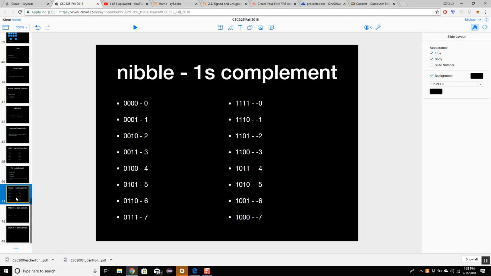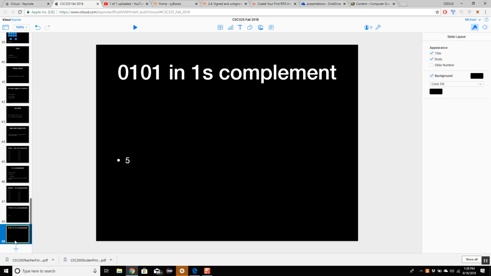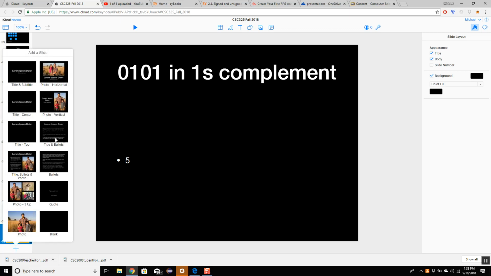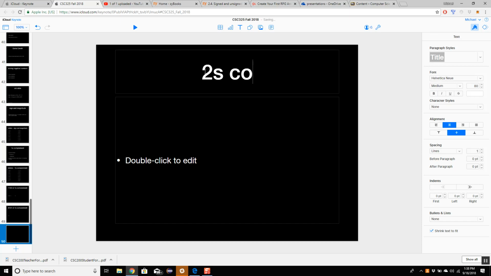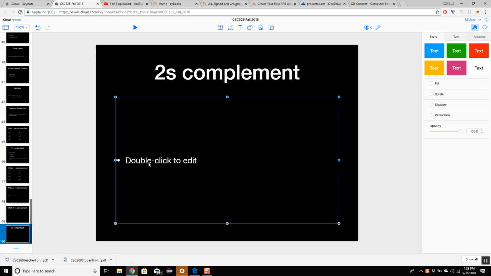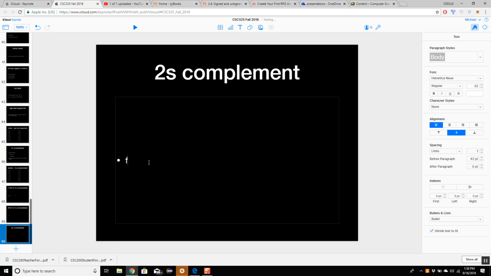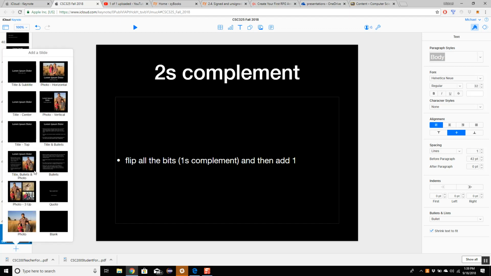Okay, so take the same thing here. So let's look at 2's complement. 2's complement says flip all the bits and then add 1. So it really says take the 1's complement, then add 1 to it. Okay? That's what 2's complement is. So let's look at how that plays out.